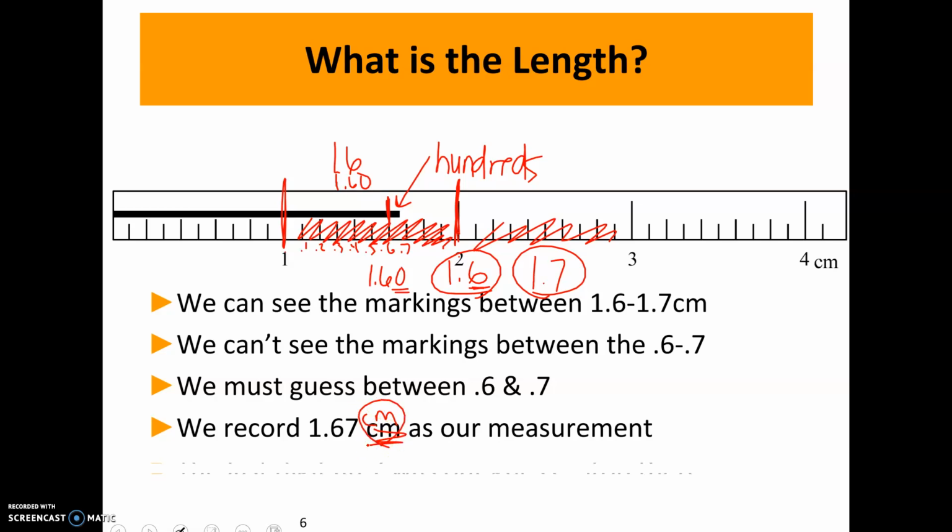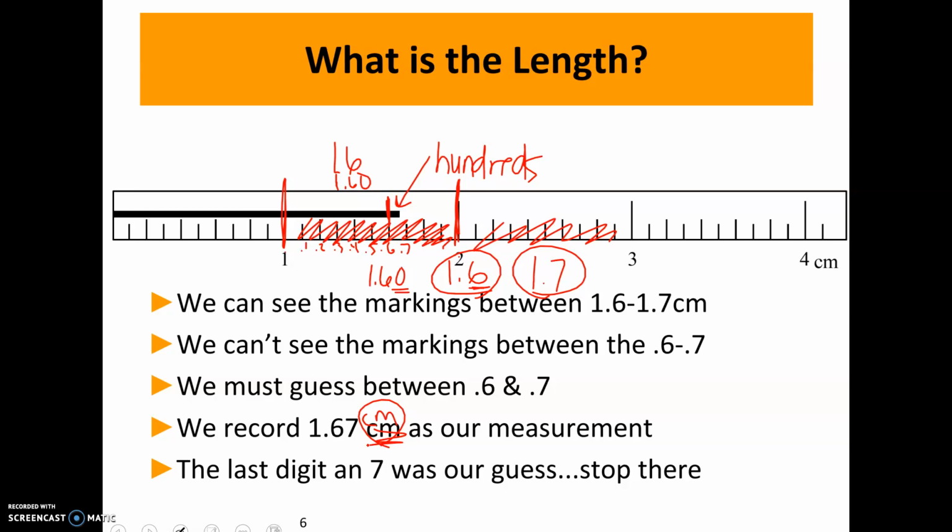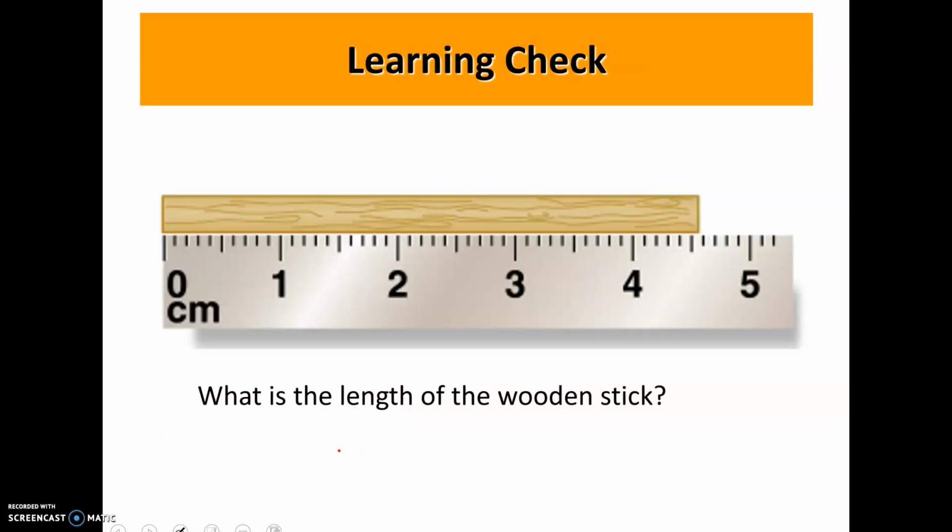We always are going to estimate one digit beyond the scale, and we stop at that last digit, which is our best guess. Another person might estimate something slightly different. We're not certain about this one. These are our certain digits, and then this last one is my estimated digit. It's important in the number. I'm fairly certain, but it's still a guess.